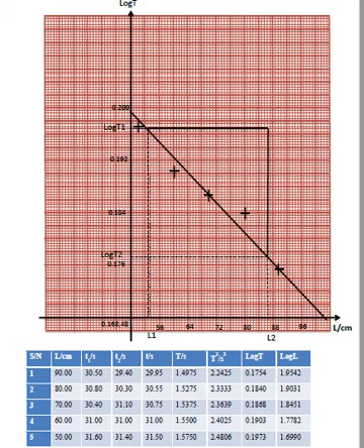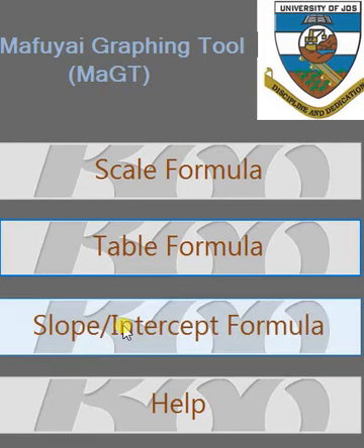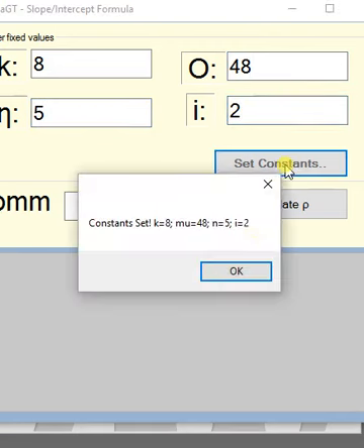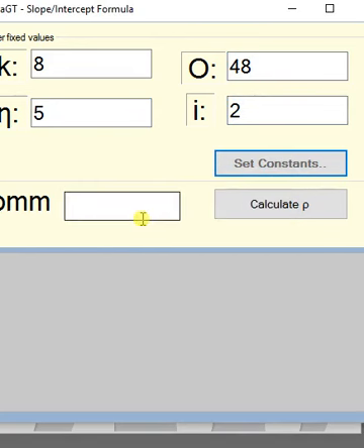So what you do is you come to your slope and intercept formula. Here the k is the same, you use k as a. O was the same, you use as 48. Eta is the same, 5. I is the same, 2. So you set this as constant, and then leave it so that you don't write again and again.